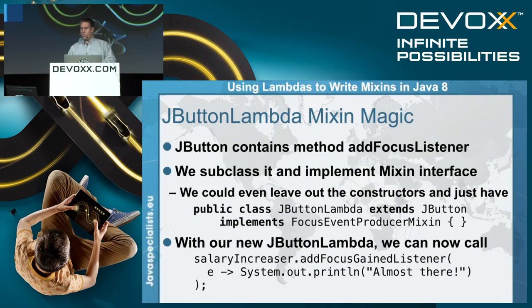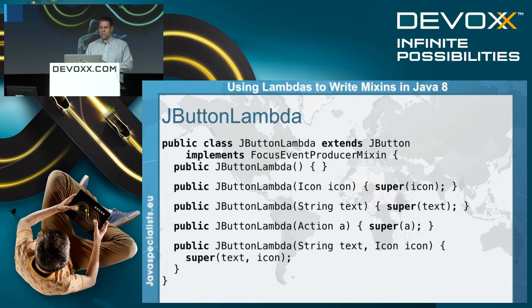Now, we can also, of course, have constructors in order to have the same constructors as the JButton. And with our new JButtonLambda, we can now say salaryIncreaser.addFocusGainedListener and use this lovely new lambda syntax, arrow System.out.println, almost there. So we can use it in order to produce this amazing new code. So the JButtonLambda over here, this is now the full class, well, almost a full class. I'll show you the full class in a moment. But it implements this FocusEventProducerMixin. And inside there, we've got five different constructors which simply mirror the superclass constructor. But we don't actually have to do anything else. That's all. And we've now got a new type of button which has all this functionality mixed in.